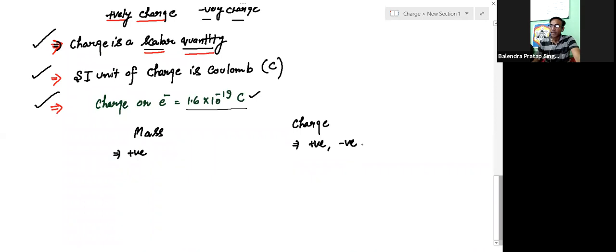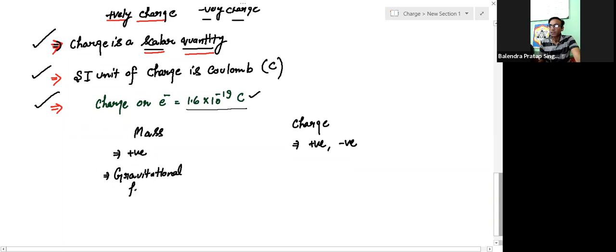Due to mass, a force exists which we call gravitational force. The force that exists between the moon and earth is gravitational force. Whenever we put two massive bodies very close to each other, a force exists which is gravitational force, and this gravitational force is attractive in nature.